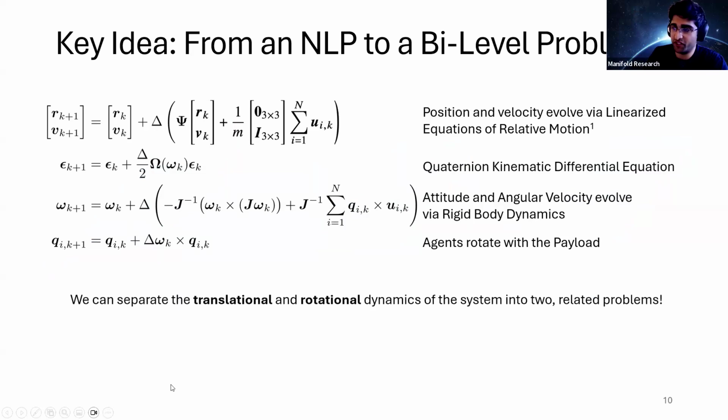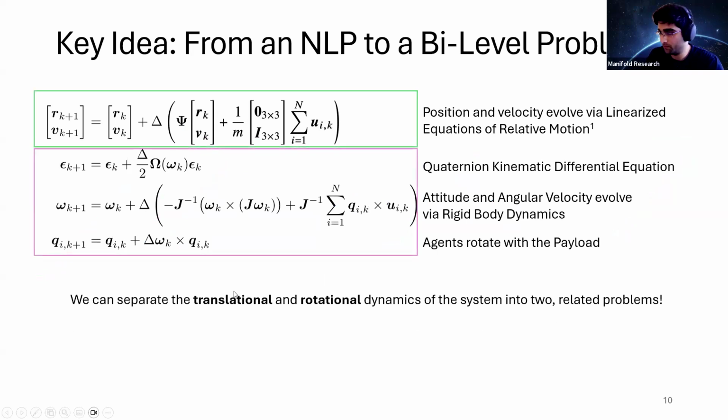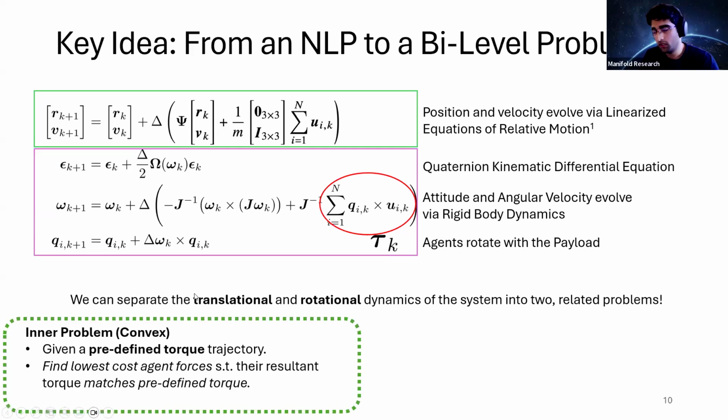Okay. And this is sort of restating what I just said in math. The position and velocity only depend on the sum of the agent's forces, and the evolution of the angular velocity and the attitude only depend on the sum of the agent's torques that are applied on the object. And we can relabel this as a variable tau k, the torque applied to the object. So that allows us to separate into two problems.